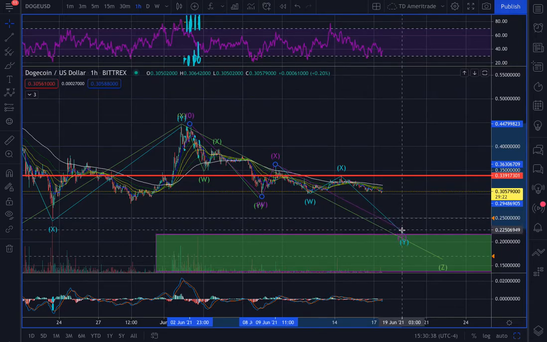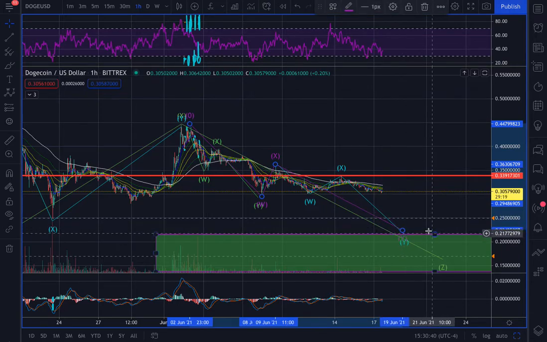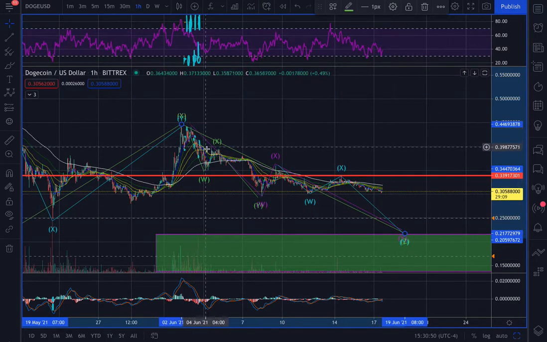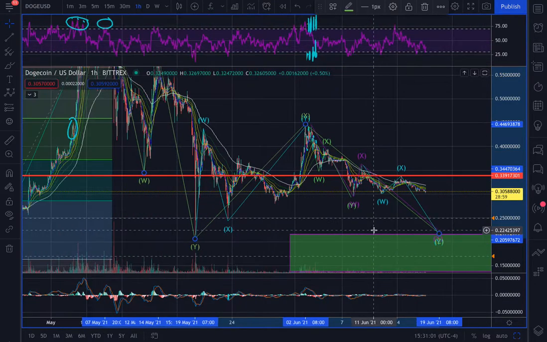Around 22-ish. And so this might not come all the way down. This might come to just right there. Although it might not make a perfect 1-to-1 ratio, it could go farther on the 3rd wave down. Does this make sense? Let me know in the comments.